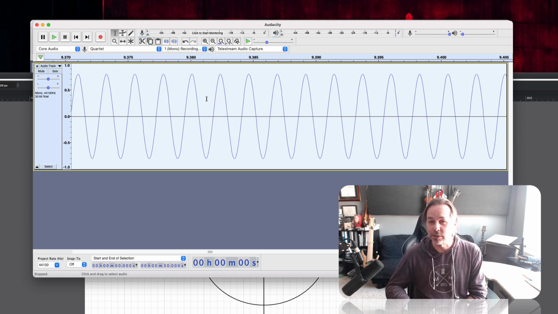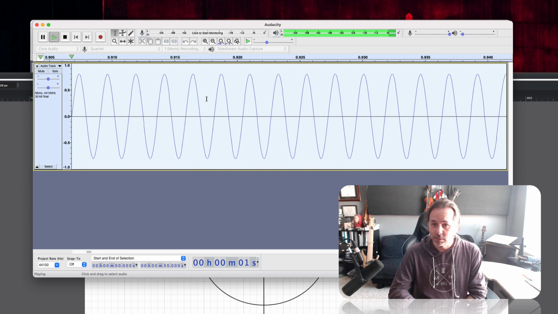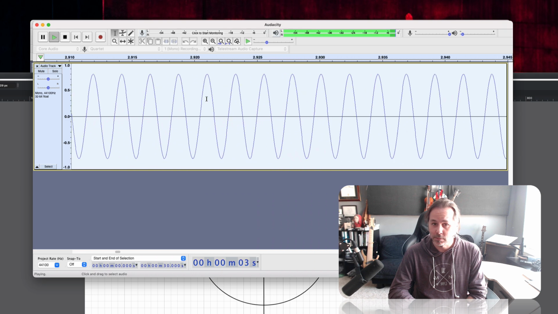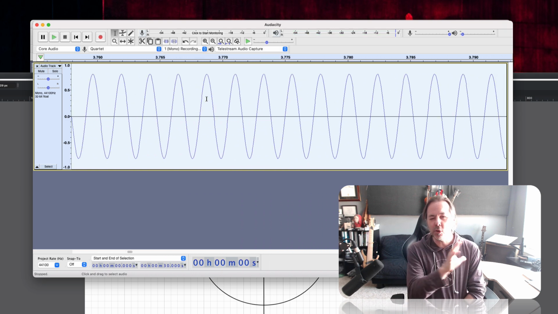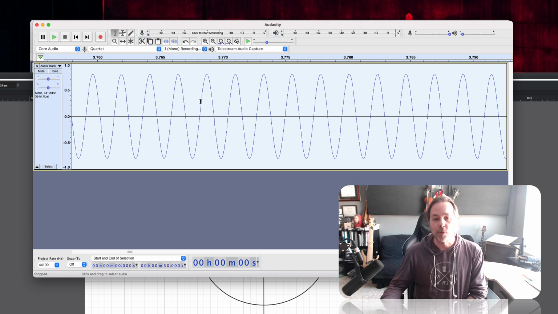Now, a sine wave is our most simple sound. It's our most basic sound. It sounds like this. Okay, most basic sound. Now, it's perfectly going up and down, crosses over the 0 line perfectly, because this was mathematically created. I did not record this.